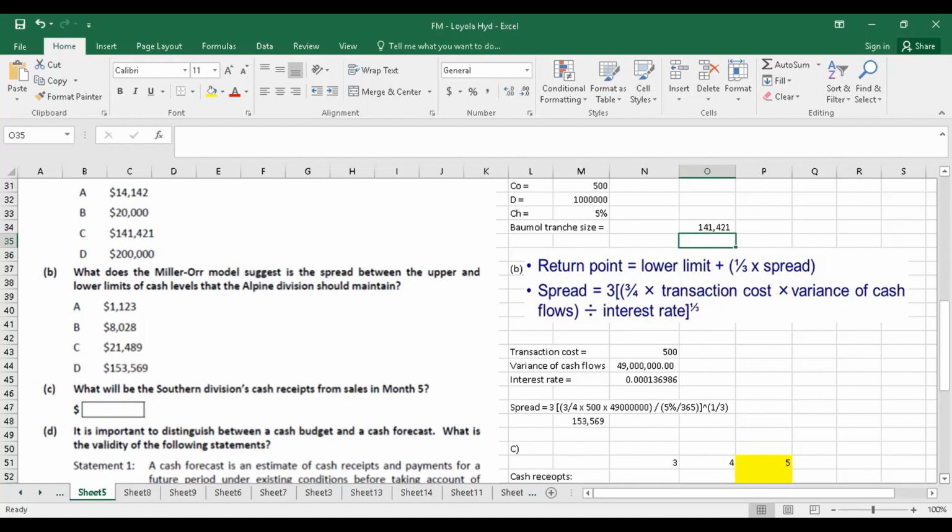Transaction cost is 500. We already know that, which we wrote as Co. The formula has variance, but the question has a standard deviation of 700. What's the relationship between standard deviation and variance? Standard deviation is equal to the square root of variance, so variance is equal to standard deviation squared. The formula has variance, so let's find out the variance from the standard deviation. That is 700 squared.